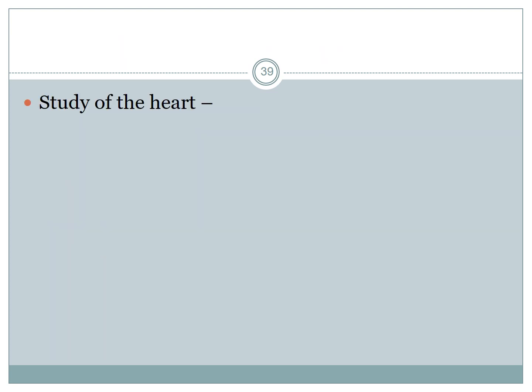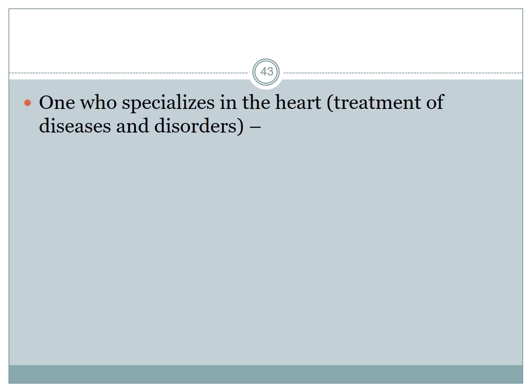Study of the heart. Cardiology. Pertaining to the skull. Cranial. That's what pertaining to, right? Cranial. One who specializes in the heart, specifically treatment of diseases and disorders. Right? If issue of the heart, you would go to a cardiologist.